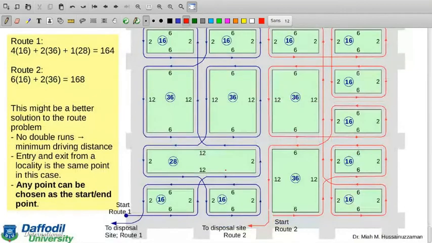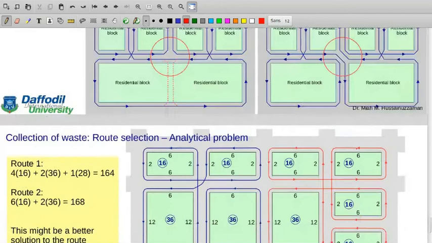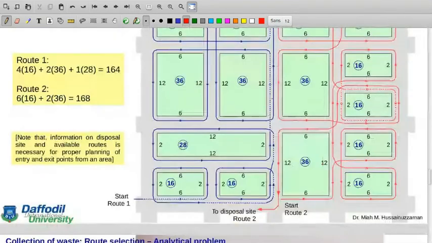Can you notice the difference? No wastage of time or fuel. And here, we had some wastage. Here wastage, and here we have to drive, but we are not collecting. That means we are driving just to turn the vehicle.